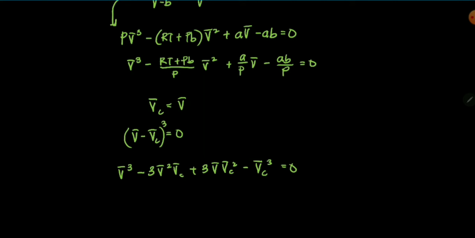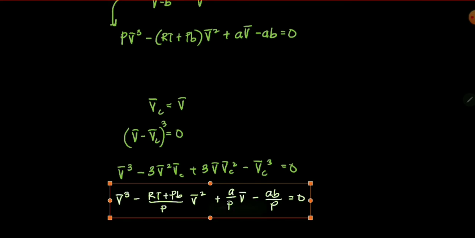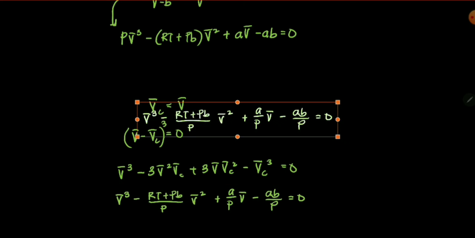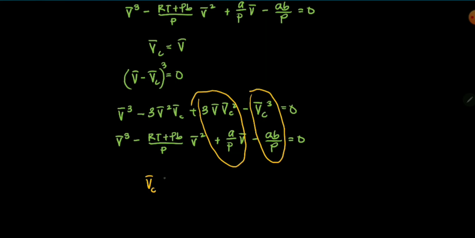Okay? This is an interesting relationship because you can see it is related to the cubic equation we constructed earlier. We can relate the individual terms because both are equated to 0. So, we can relate these terms and those terms. Okay? So, let's equate them. VC cubed is equal to AB over P.